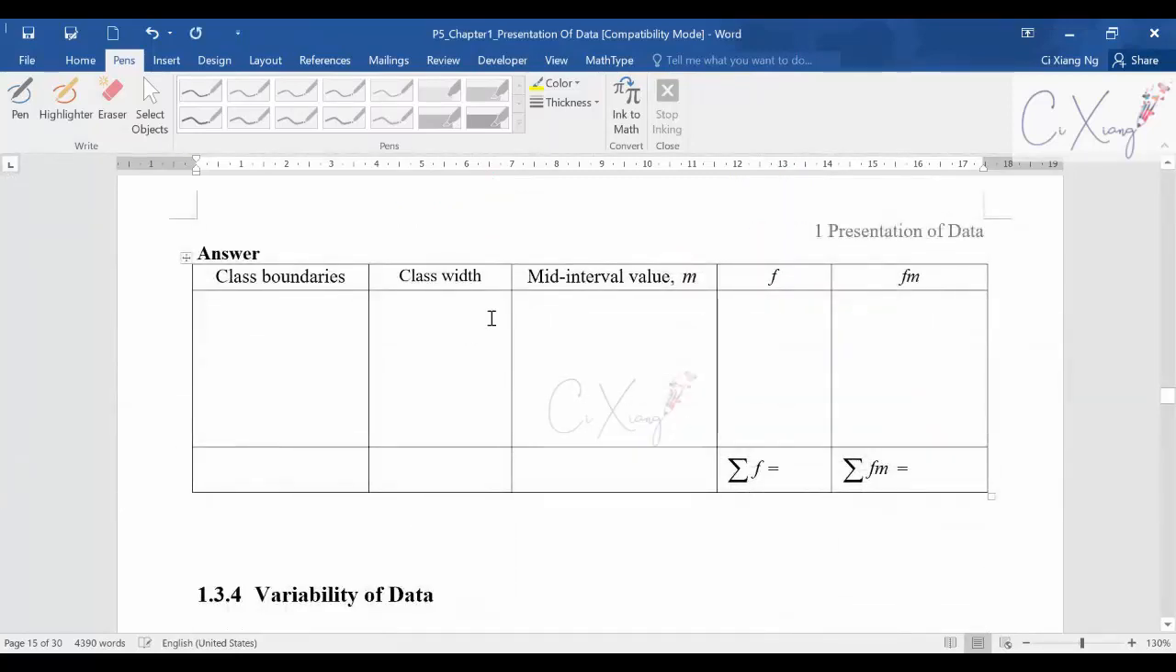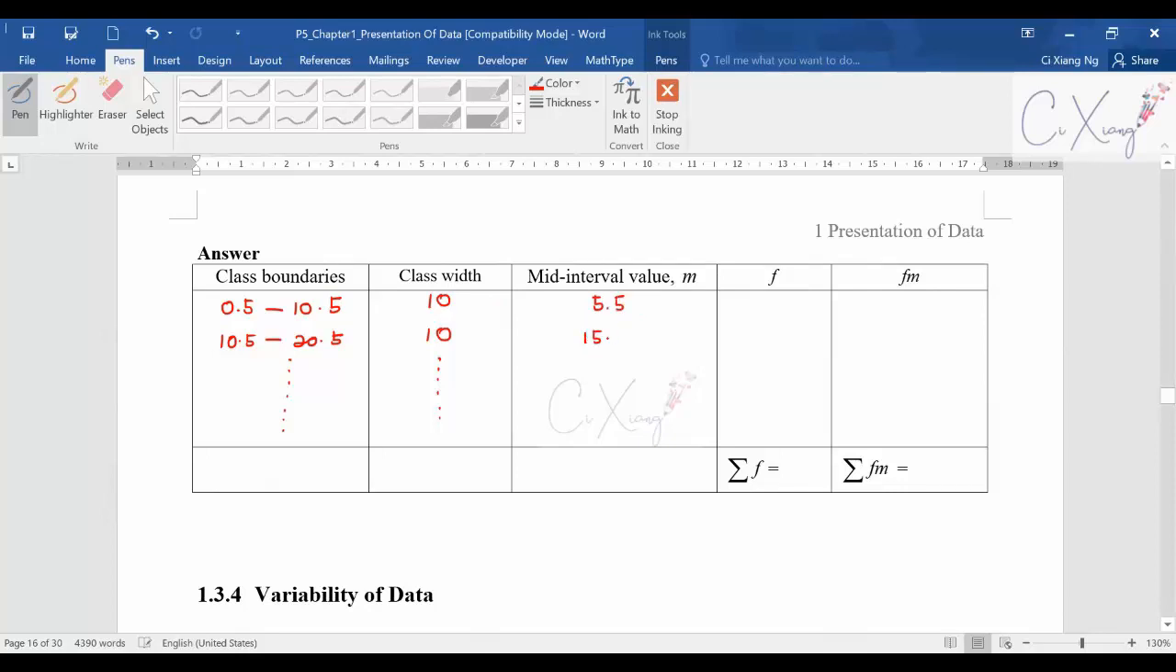Okay, so let's have a look at the table. For class boundary, as I told you just now, you have to adjust the value to become 0.5 until 10.5. And the second class boundary will be 10.5 until 20.5, and so on. How about class width? For class width, the first class is 10, the second class is 10, and the third one is whatsoever, you try to complete yourself. And then for the midpoint, the first midpoint is 5.5, the second midpoint is 15.5, and the rest.